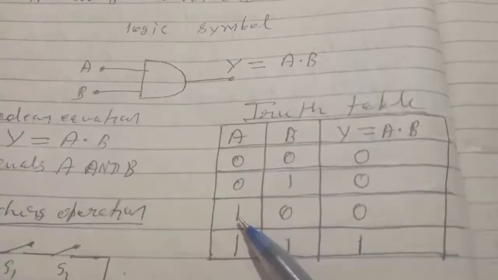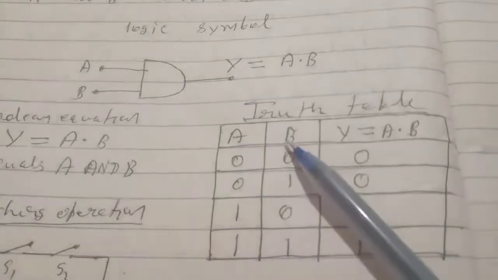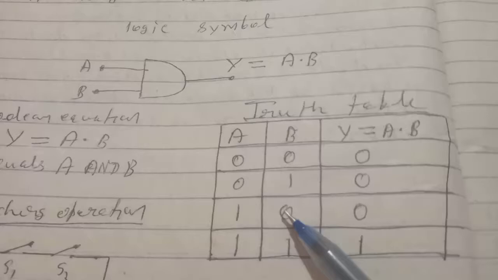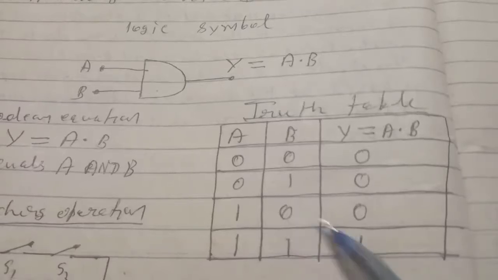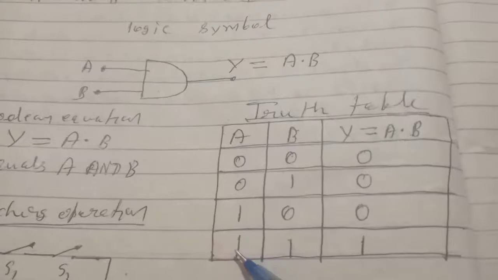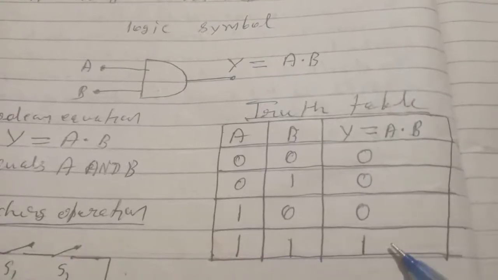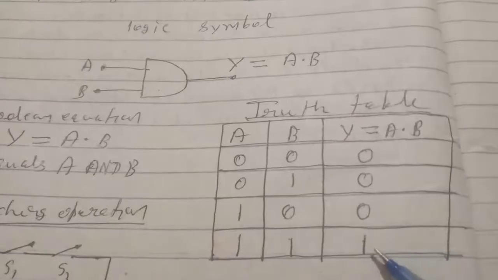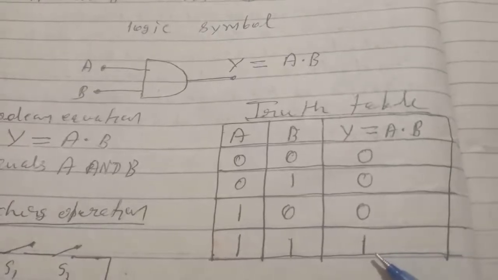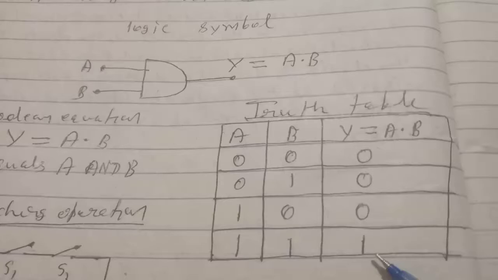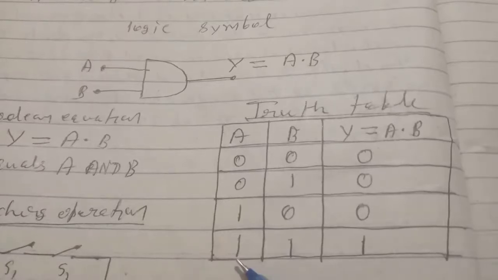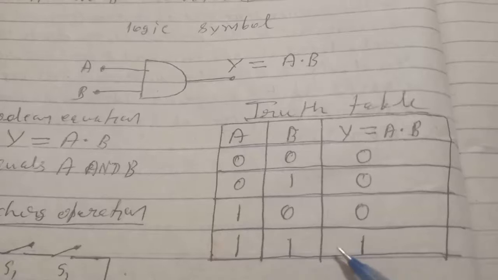When input A is high, that is 1, and input B is low, that is 0, then again the output is 0. When both inputs A and B are high, then we get output as high. It means that in an AND gate, we get 1 only when both inputs are 1, or both inputs are at high.